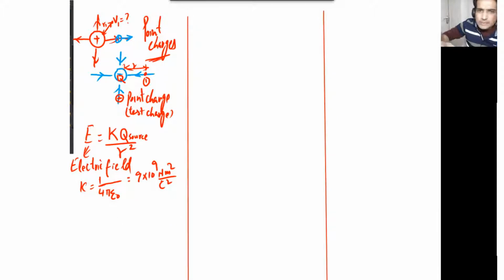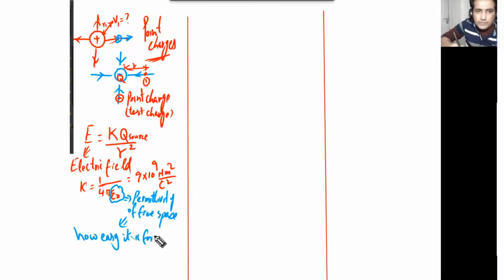You also need to understand that this is a constant. What is the name of this constant? We call this the permittivity of free space. First let me finish electric field, then I will go to potential. This permittivity tells us how easy it is for an electric field to pass through any medium. For different materials, this value is different.